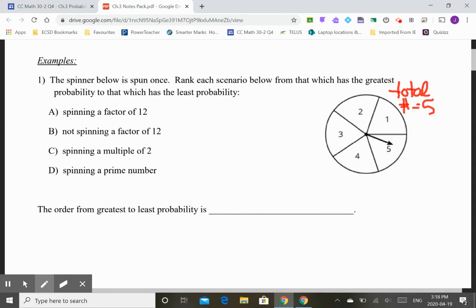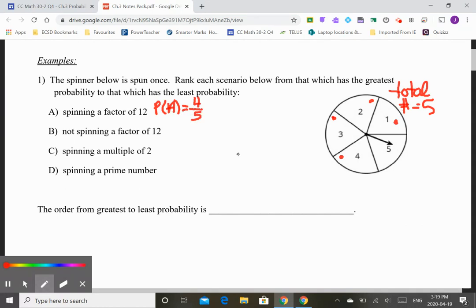Let's start with A. A is spinning a factor of 12. So let's have a look on our spinner and see which of these are factors of 12. 1 is a factor of 12. So is 2. So is 3. So is 4. But 5 is not. So for A, our number of favorable outcomes is 4. Our total number of outcomes is 5. So we're going to write the probability of A is equal to 4 over 5.